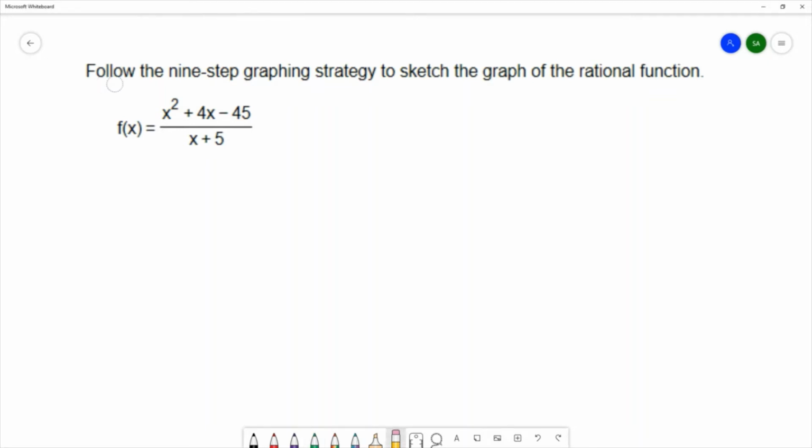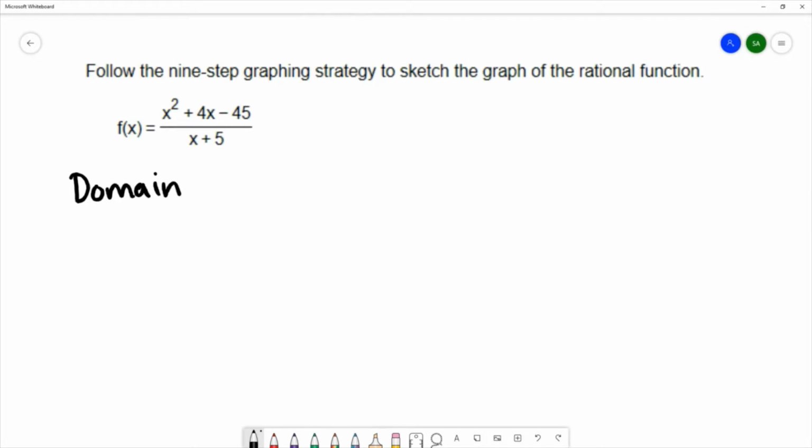On this question, we want to follow a 9-step graphing strategy to sketch the graph of the rational function. Our rational function, f of x, equals x squared plus 4x minus 45 over x plus 5. Our first step will be to find the domain of this function.